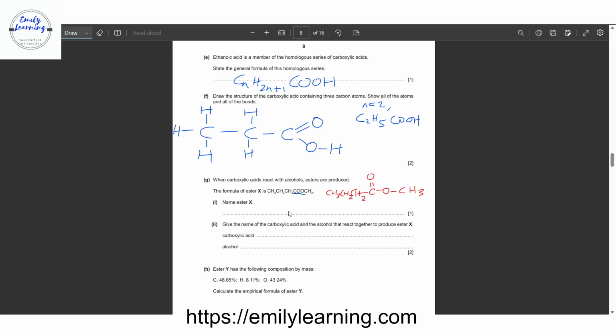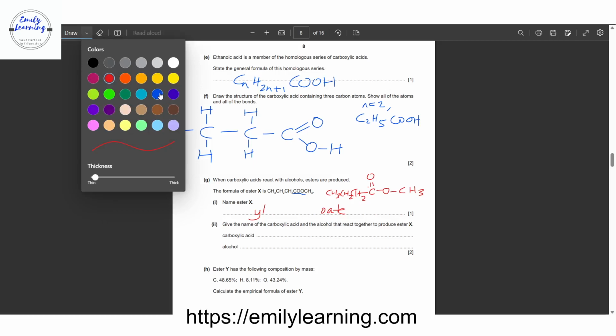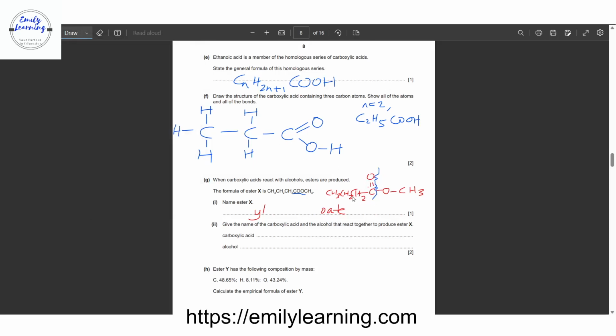Whenever you name an ester, it is always something-yl followed by -oate. The -yl part is contributed by the alcohol portion, and the -oate part is contributed by the part that comes from the carboxylic acid. The part that contains the C double bond O comes from the carboxylic acid, and the part that contains the single bond O came from the alcohol. So we'll start off with the alcohol part.